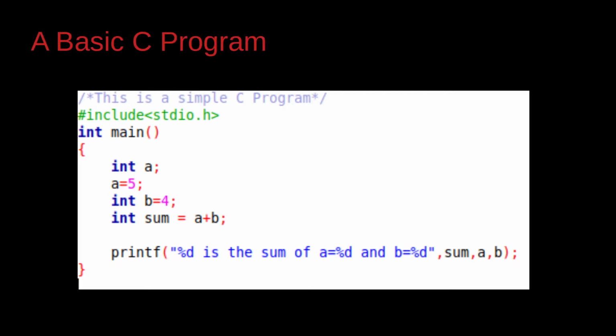Below that is our main function. This is the only function that runs by default. After that, we open its body, and inside that is a variable called a being declared as an integer. Right below that, we are initializing it with 5. Under that, we have another integer b being declared and initialized with a constant at the same time. Then, after that, we have a sum variable that is being declared and is initialized by the value of a and b with a sum operator.